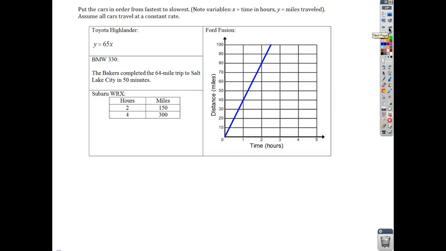Let's try another one. Put the cars in order from fastest to slowest. All right. So you figure out which one is going to go, put them in order from fastest to slowest. Go.